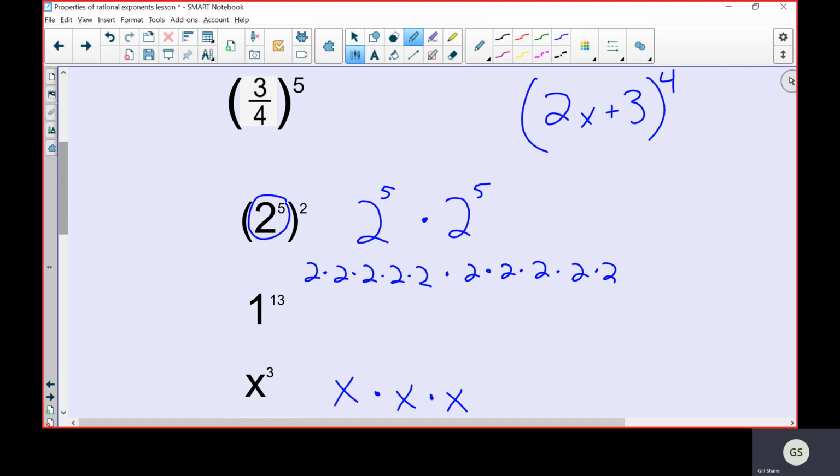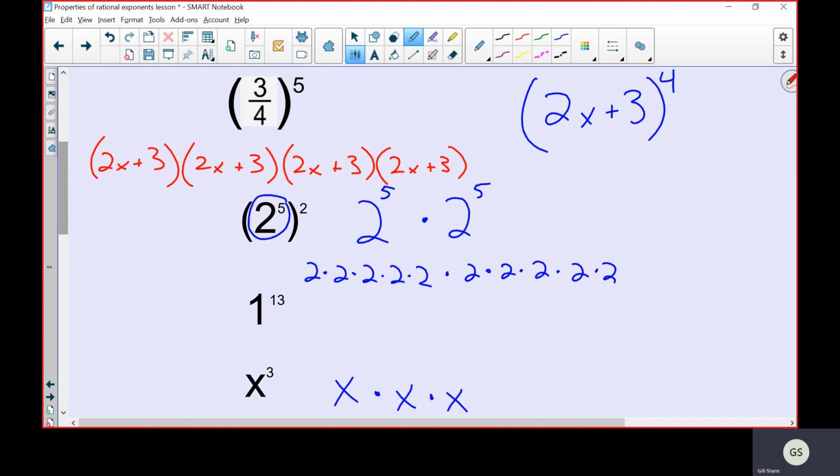Don't freak out if there are fractions in there. Don't freak out if there are variables. Don't freak out if there are multiple terms. It means whatever is the base, which in this case is this whole thing in parentheses. You take that, I'll rewrite it over here, and you write that times itself. We would need parentheses to show multiplication here because we have multiple terms in there. And you do it 4 times. That's what it means. And they're not typically going to ask you to multiply all that out, I don't think.